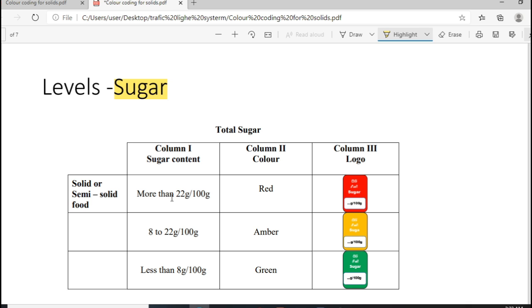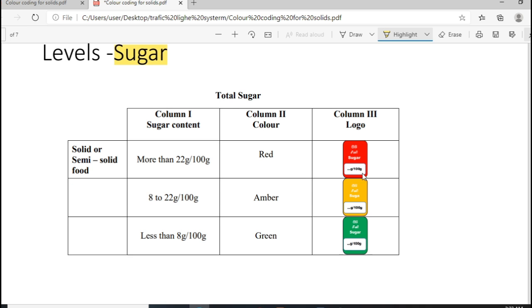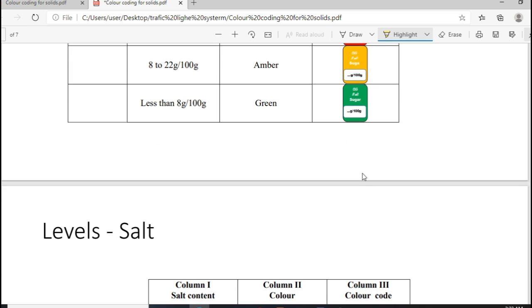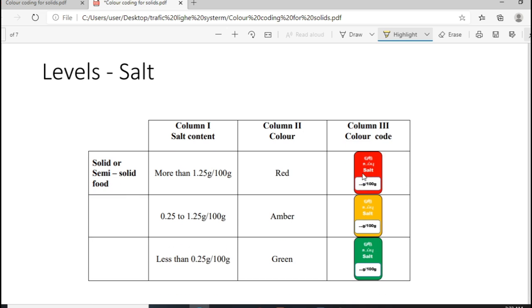If the product contains more than 22 grams of sugar, we should display it in red color. Red color indicates a high percentage. It is a high percentage of sugar, and that percentage is not good for your health. It is very easy to understand.